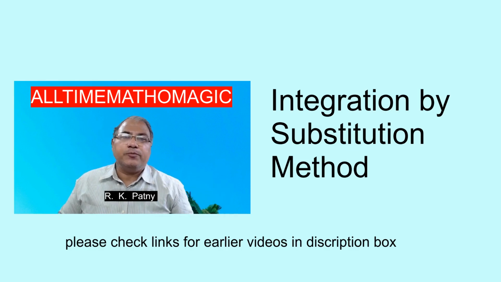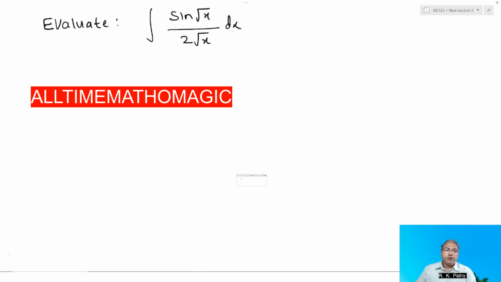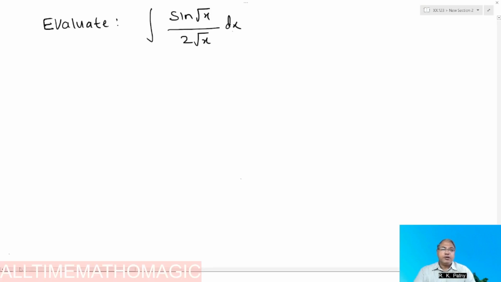Integration by substitution method. Sometimes the given integration problem is not in the standard form. To convert it into the standard form, we use the substitution method. For example, this problem is not in the standard form. Now we can convert it into the standard form by using some substitution. So let us call the given problem I equals to, and call it equation number 1.